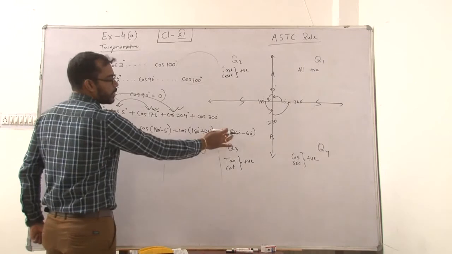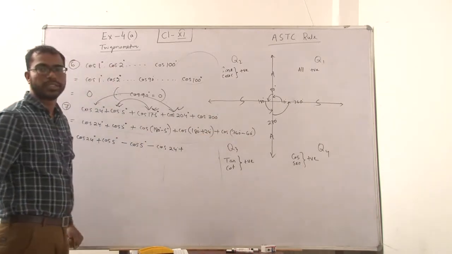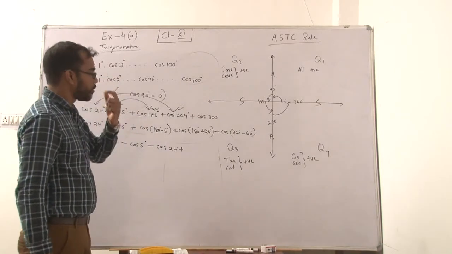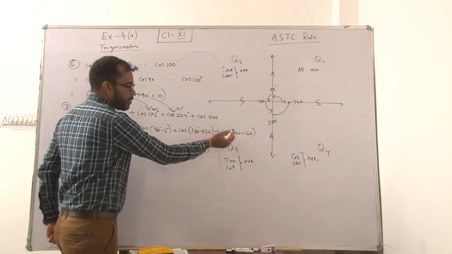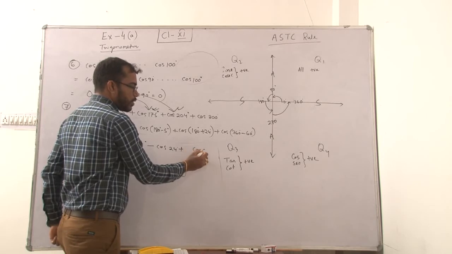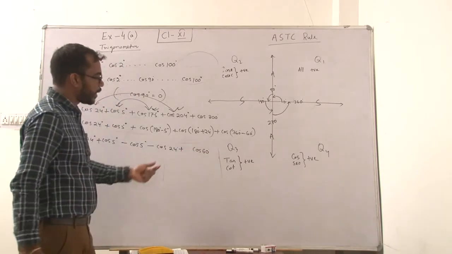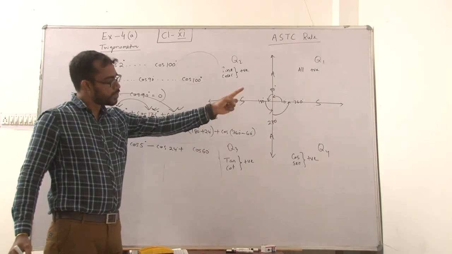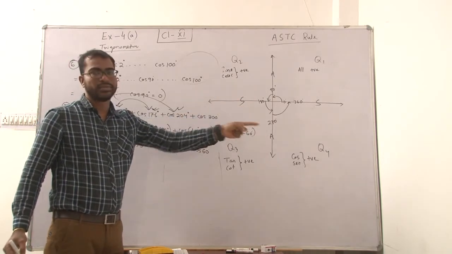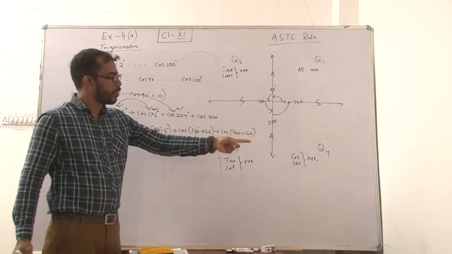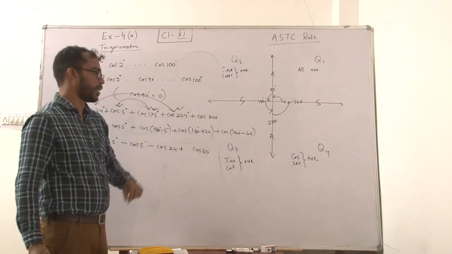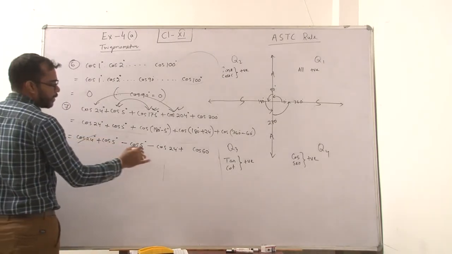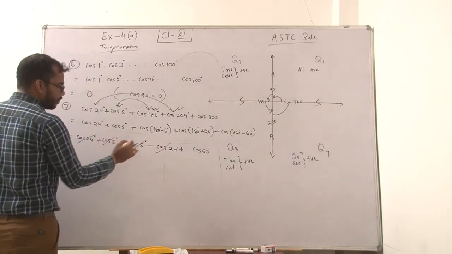And the last one is cos 360 minus 60 degree. In 360 related, you can use the same formula, that means in terms of cos, cos 60 degree. Is it positive or negative? 360 minus 60 means lesser than 360, so it lies in the fourth quadrant, and in the fourth quadrant cos and sec are positive. So it is a positive angle, so cos 60 degree.